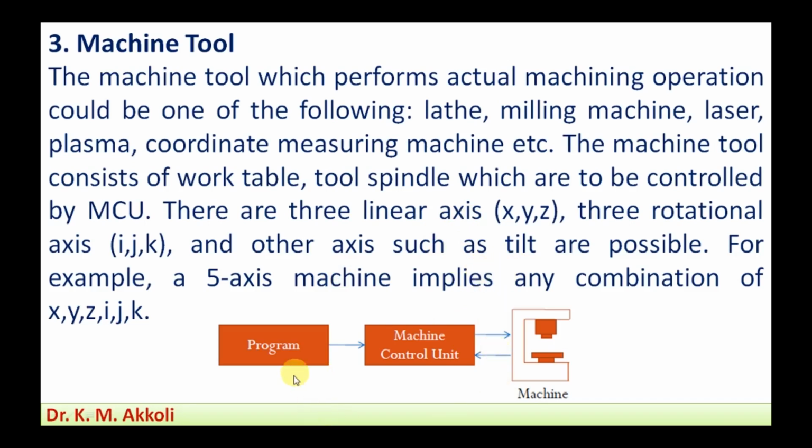Again, we have shown here the program which is fed to the machine control unit, that is fed to the machine which operates, and the feedback is taken from that. That is, in a simplified manner, the explanation of the components of the computer numerical control machine that I have taken.